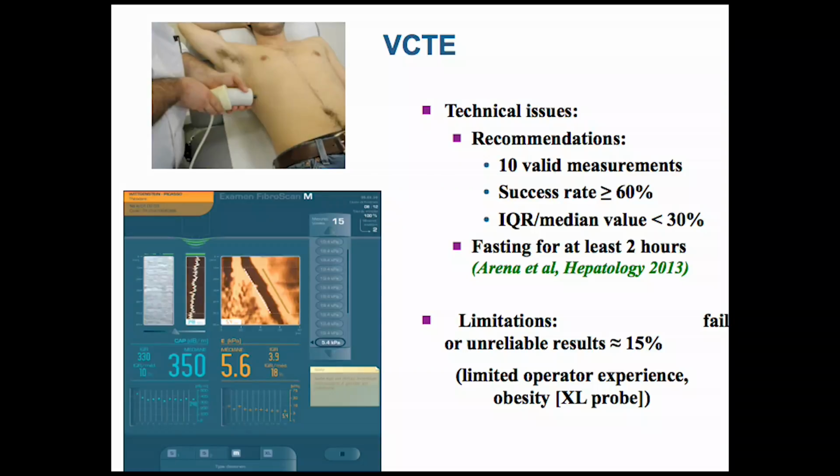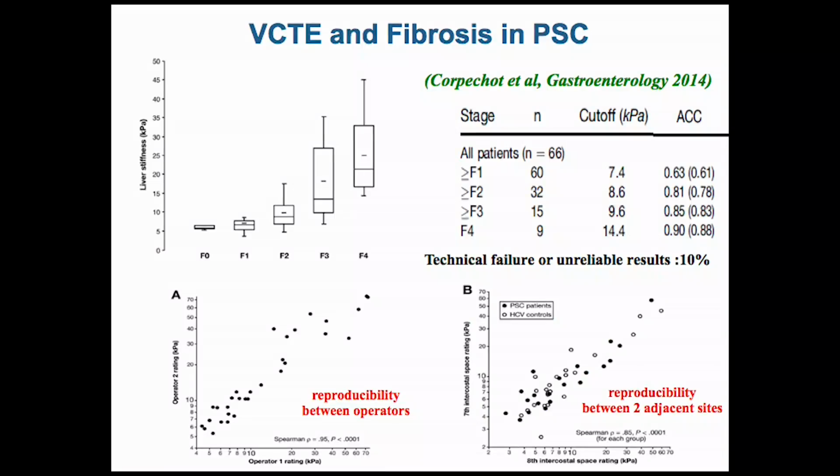Correct interpretation must consider recommendations from the manufacturers. That means at least 10 valid measurements, a success rate higher than 60%, and an interquartile range to median ratio of less than 30%. And patients should fast for at least 2 hours. Limitations include failure or unreliable results in roughly 15%, mostly due to limited operator experience and obesity. And in this setting, the XL probe could be useful.